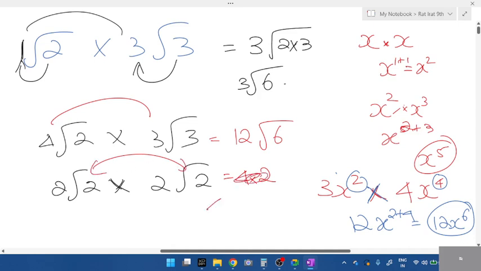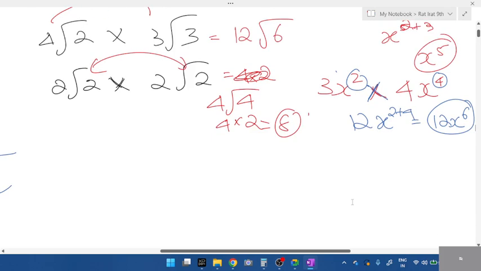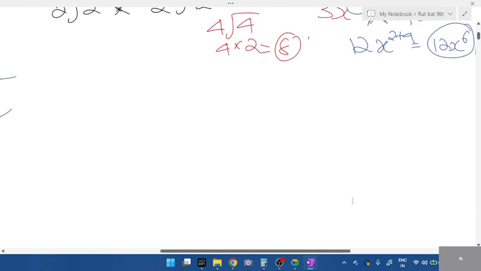Or if you're getting confused, let me write 4 into root 4. What is 4 into root 4? Root 4 is 2. The answer is 8. Is it clear? Then what all did we study? After this, we studied simplification.